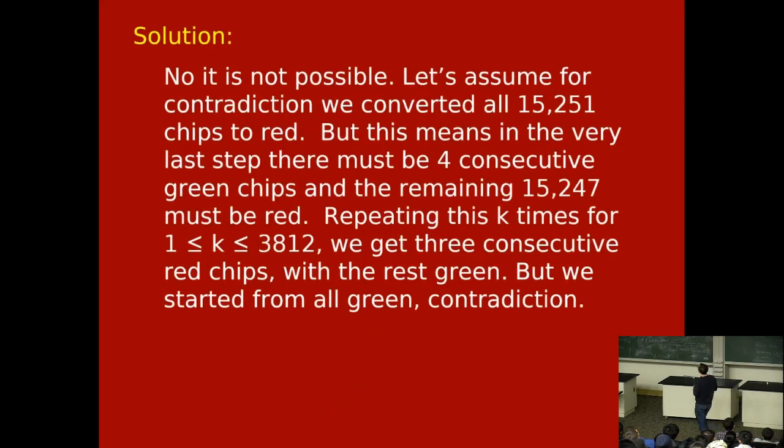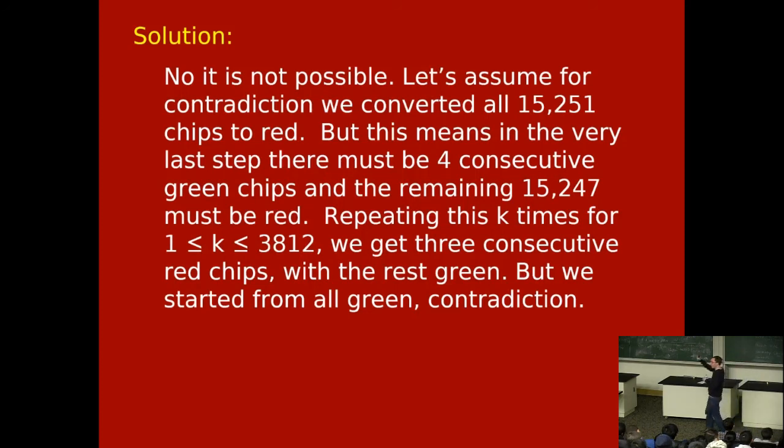Okay, so this is one thing that somebody turned in. They said, no, it's not possible. Let's assume for contradiction we converted all 15,251 chips to red. But this means in the very last step, there must be 4 consecutive green chips, and the remaining 15,247 must be red. That's actually true. Repeating this k times, they're imagining how you would get there: you flip 4 chips at the very end to red, and then you flip the previous 4 chips to red, and so forth.